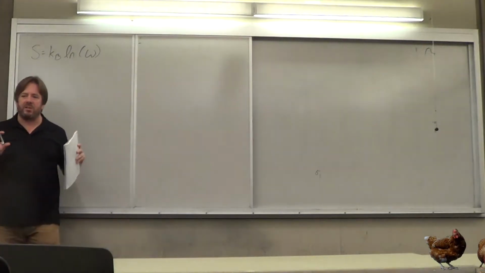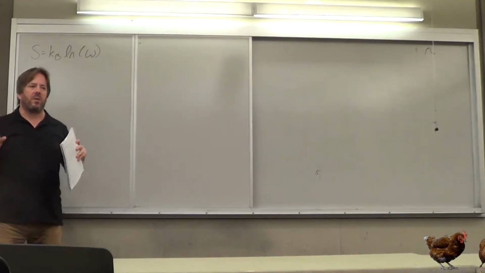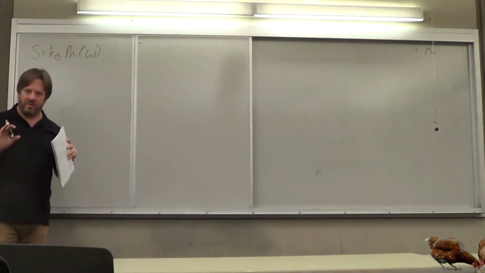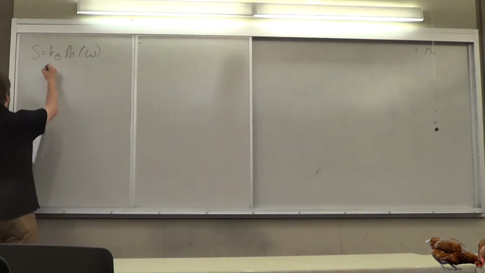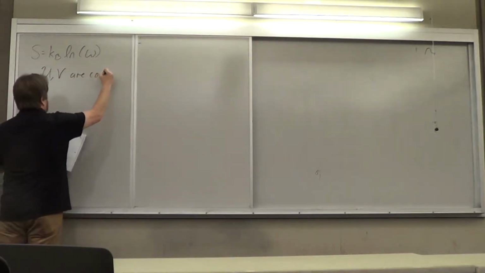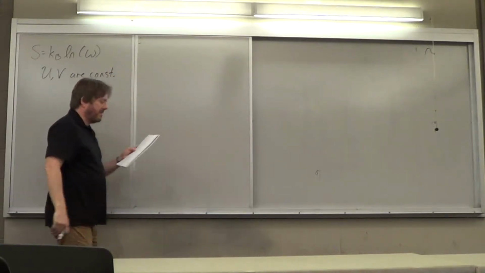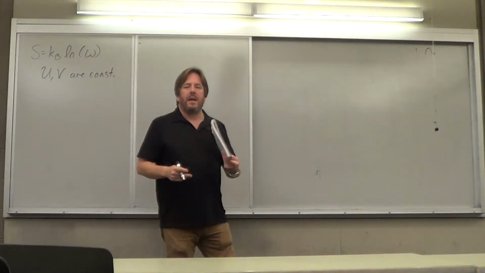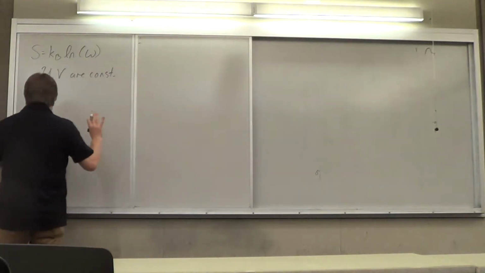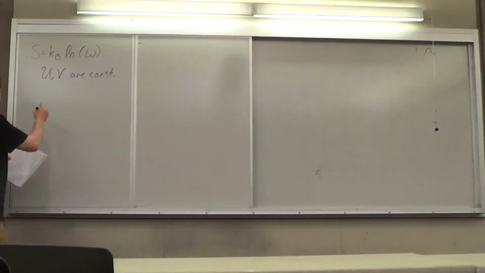I will show you how to construct these models, but let's say you construct a model such that entropy, S = k ln W, is your guide. That means that U and V are constant. So your model has to be constructed in such a way that U and V are constant. Now, let me show you how you would do that.